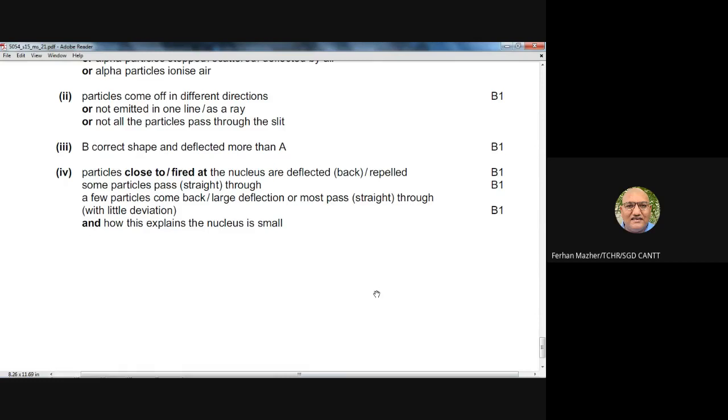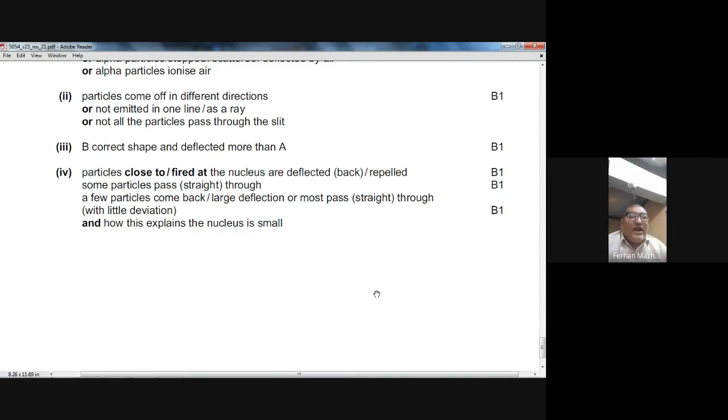You see, most of the alpha particles went straight. Some of the alpha particles were scattered or deviated at a larger angle, and very few alpha particles were deflected back. From these points, they concluded that most of the space in the atom is empty, and there is a small nucleus inside the atom which has all its mass and all its positive charge.